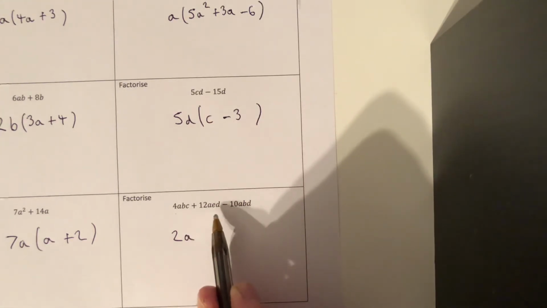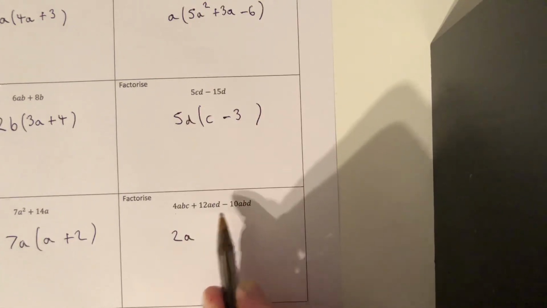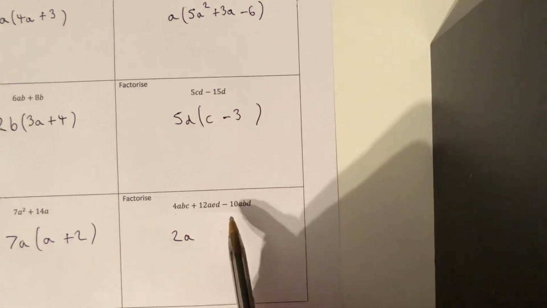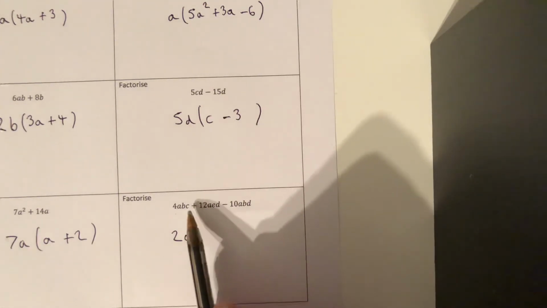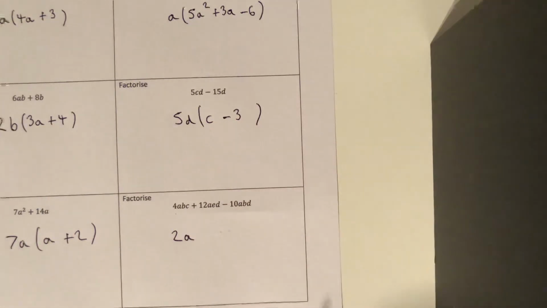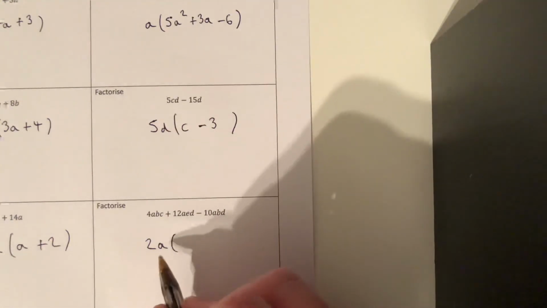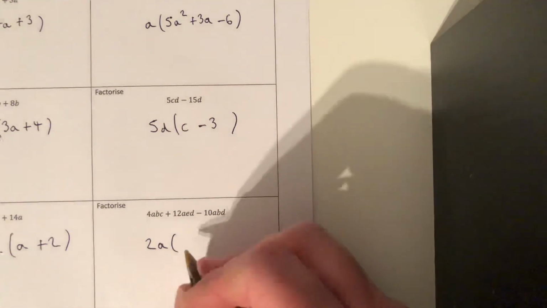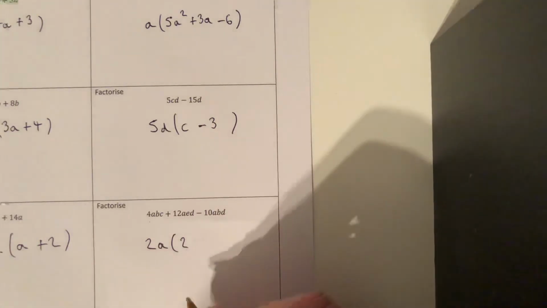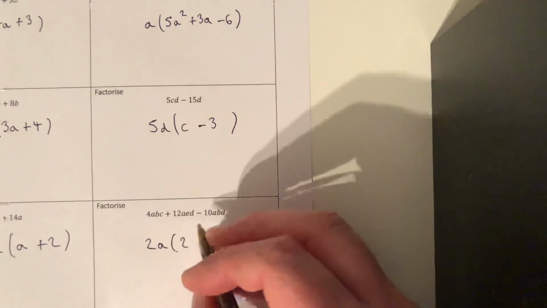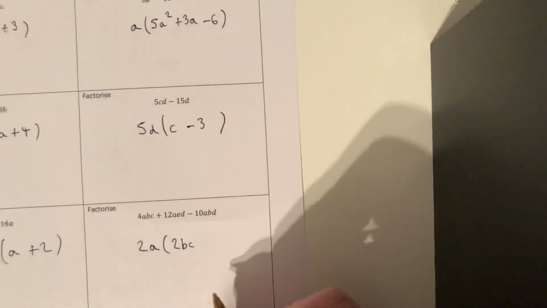C, no C, no C. So C is not common either. We don't even need to try the D and the E because we know it's not in this first one here. So we know the only letter that's common to all 3 is the A. So take it out. What do we times 2a by to get 4abc? Well, 2 times 2 is 4, so there we go. We've got the a already. We need the bc, and that's that sorted.